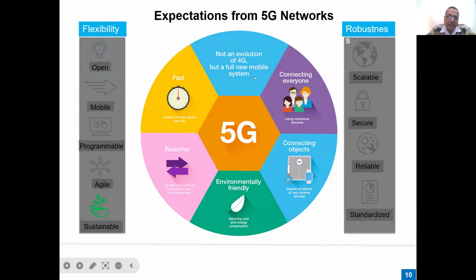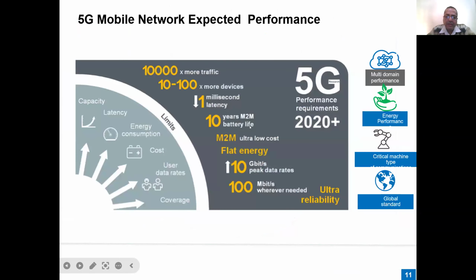Now if I talk of 5G, it is not an evolution, but a complete mobile system, because here we are expecting to connect everyone, even each of our devices is connected, right? Then various objects are connected. Environment friendly is there, and it is much faster than 4G. So you can see here. A lot of newer technologies we are talking of now are totally based on 5G expectation.